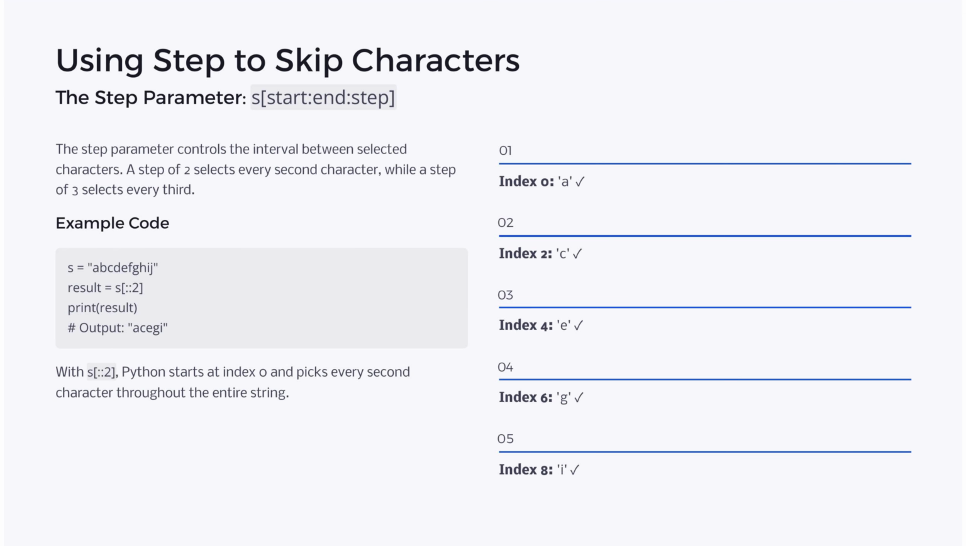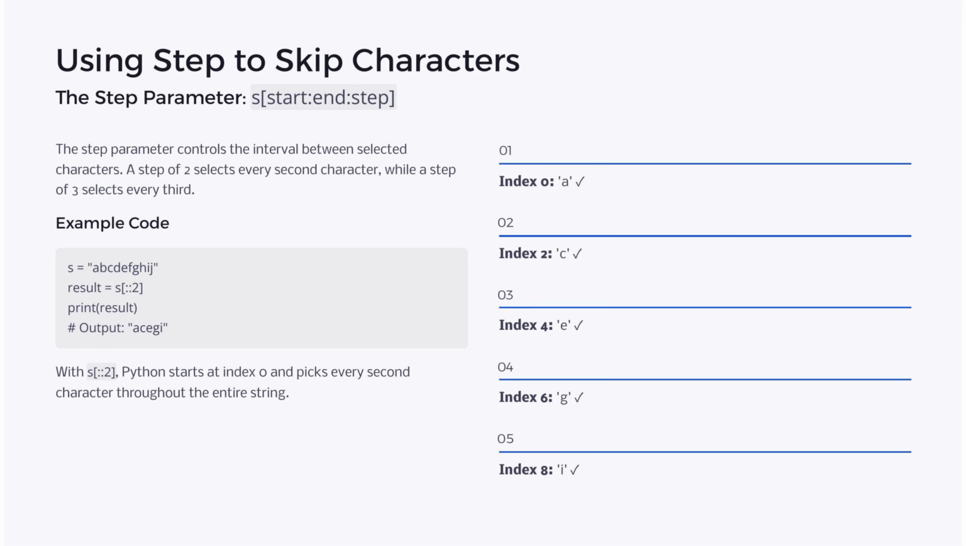The step parameter in slicing, denoted as s[start:end:step], allows skipping characters in a string. For instance, s[::2] selects every second character, resulting in acegi from ABCDEFGHI. This technique efficiently extracts patterns by controlling the interval between characters.